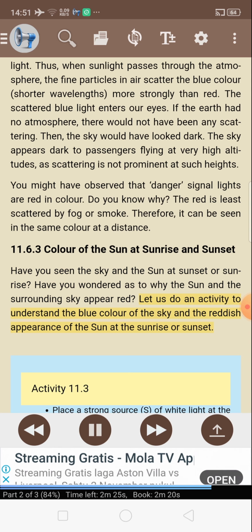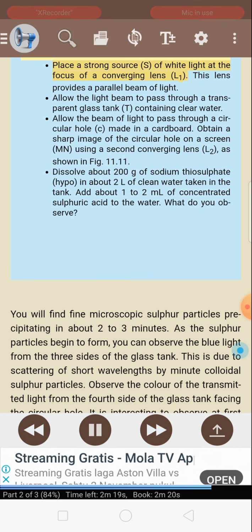Let us do an activity to understand the blue color of the sky and the reddish appearance of the sun at the sunrise or sunset. Activity 11.3. Place a strong source S of white light at the focus of a converging lens L1. This lens provides a parallel beam of light.